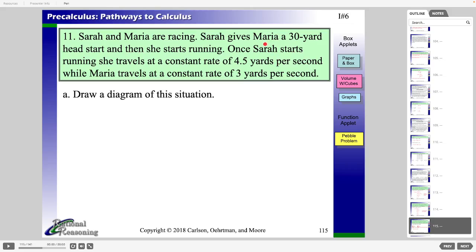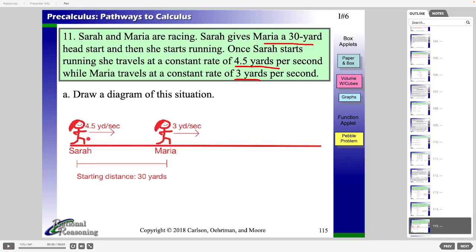And so Sarah gives Maria a 30-yard head start, and then starts running. Once Sarah starts running, she travels at a constant rate of 4.5 yards per second, and Maria goes at 3 yards per second, a little bit slower. So Sarah's faster, but she's got to make up this 30-yard difference if she's going to be able to finish first.